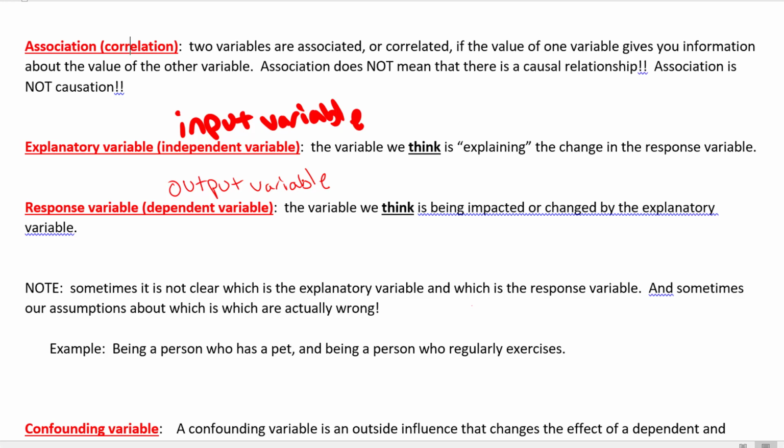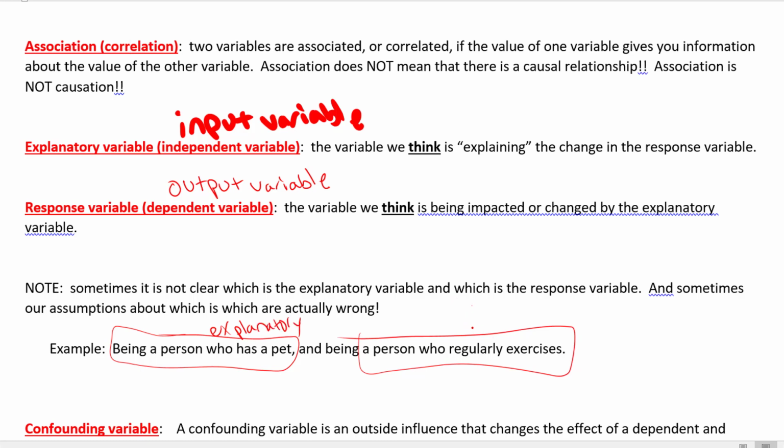Note that sometimes it's not really clear which one is which. Sometimes you can't really tell which one is explanatory and which one is response, and sometimes it's fairly obvious. So, for example, it might be the case that we have a variable of whether or not a person has a pet, and another variable of whether or not that person regularly exercises. So you might say that having a pet is the explanatory variable, and that in response, the person might become a person who exercises because you have to take that pet for a walk. So in response, they become a person who regularly exercises.